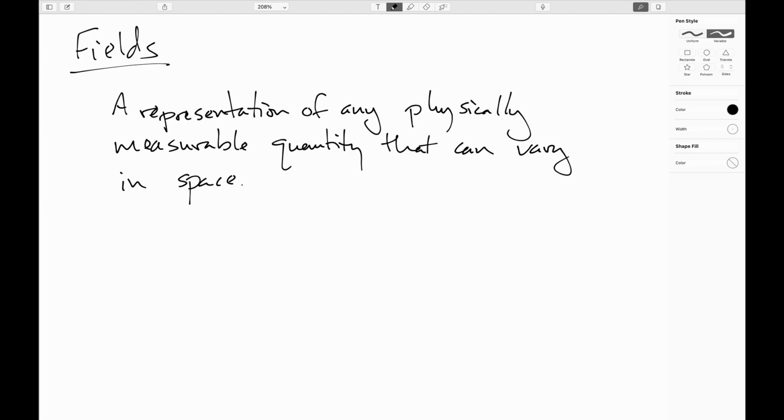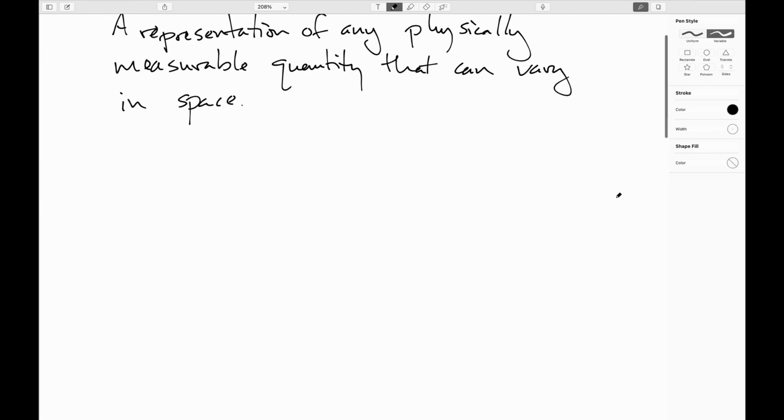If you're used to hearing the term in the context of math, this definition is different, although there is a little bit of overlap between them, so be careful. To a physicist, a field is a representation of any physically measurable quantity that can vary in space. And for our purposes, we can break these into scalar fields. These are where the physically measurable quantity can be represented by just a number.